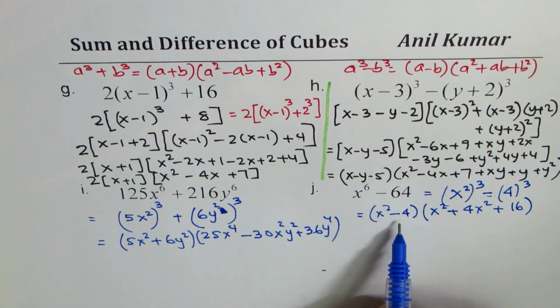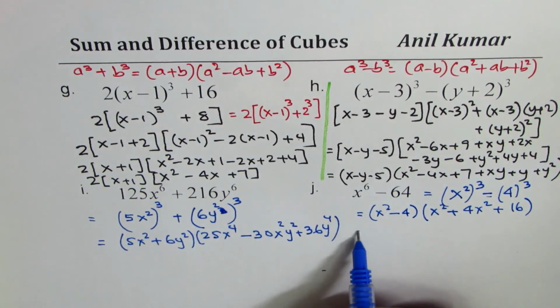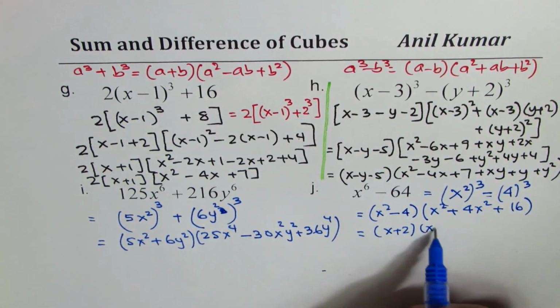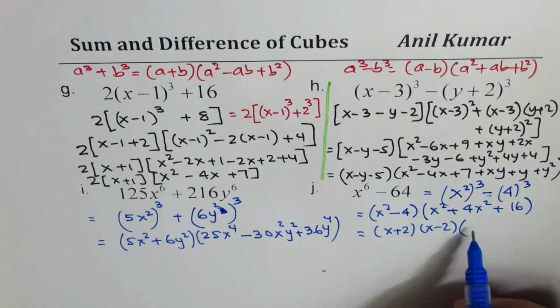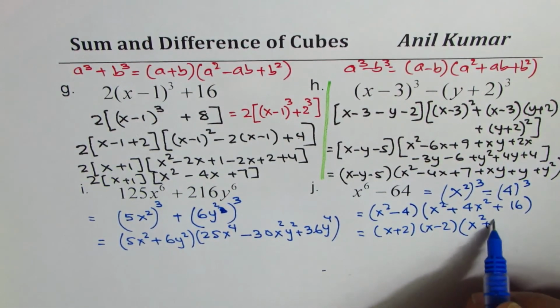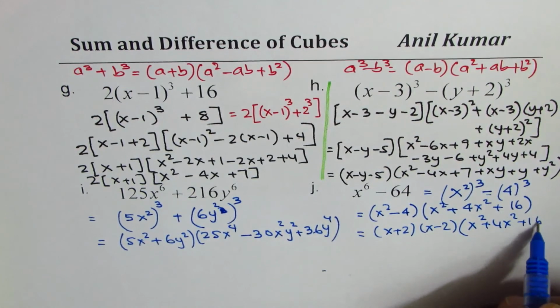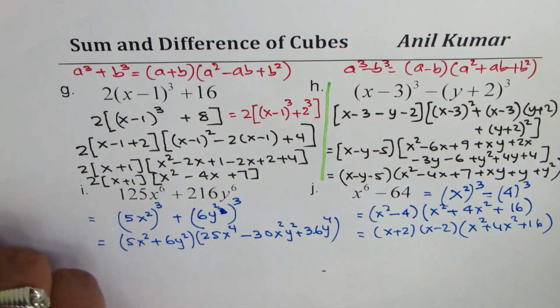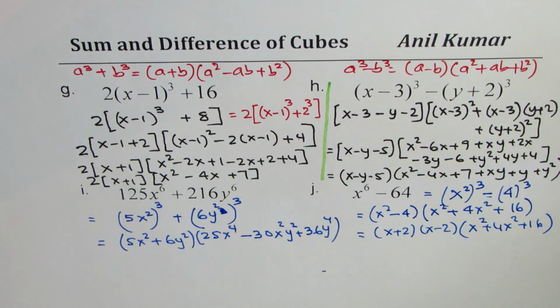Now x square minus 4 can be further factored. Remember that. So we could write this as (x plus 2) times (x minus 2), and then the last factor, x to the power of 4 plus 4x square plus 16, right? So that is the way you could actually factor such expressions.